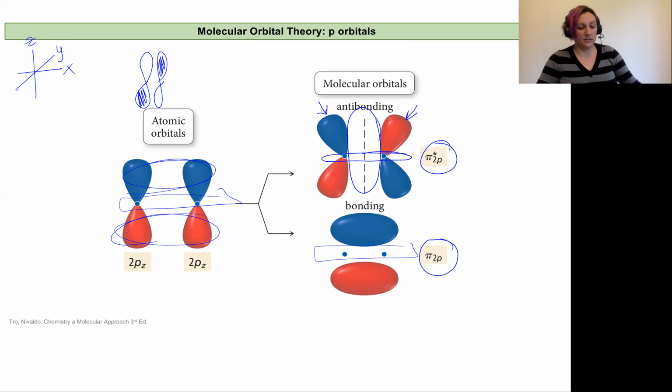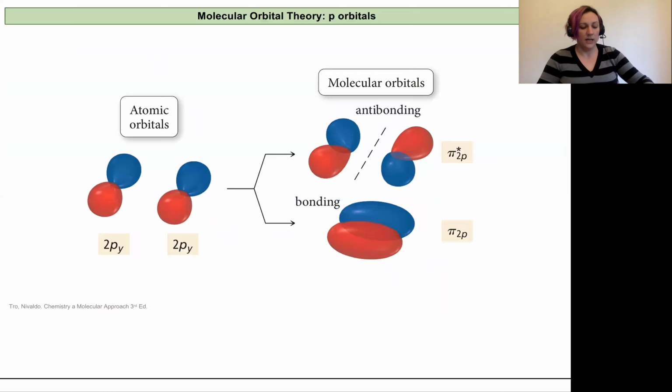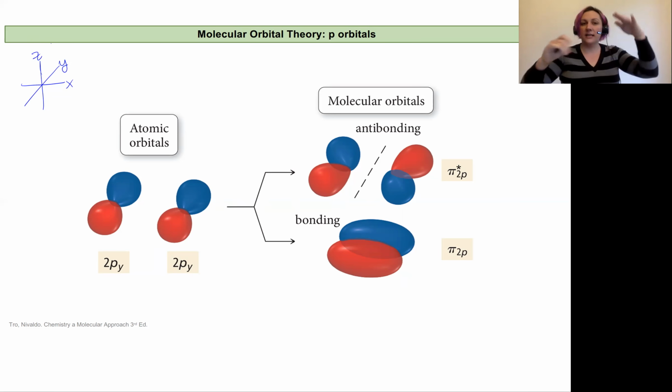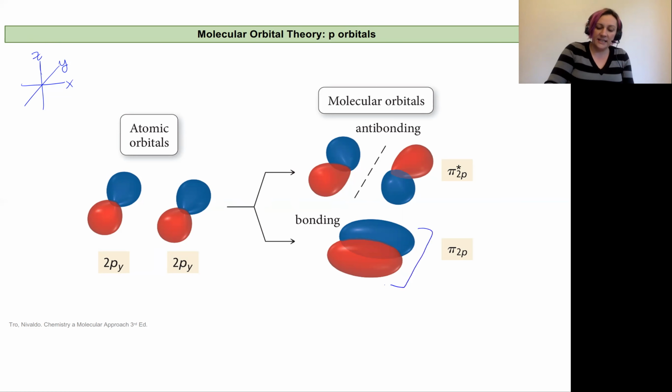Now, the last one's going to look very familiar. Now we're looking at 2py. So these are coming together in the y plane. So here's the y plane, and they're coming again parallel, just like the z ones we just looked at. When these combine constructively and destructively, we see constructive interference where it just looks like a hot dog. We still have the original node in place between the two phases of the p orbital. And so this will be our bonding MO.